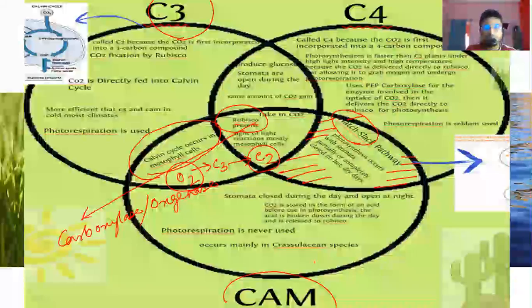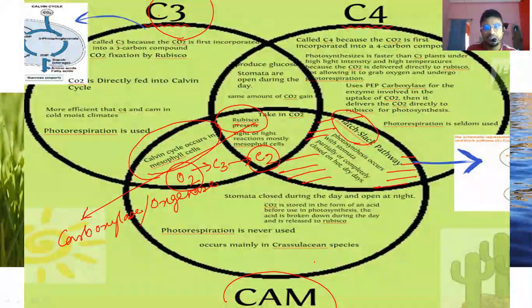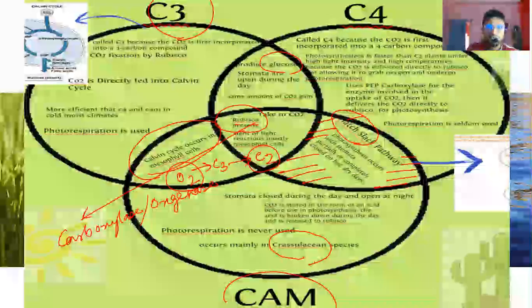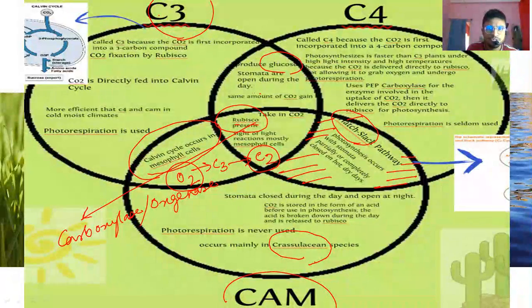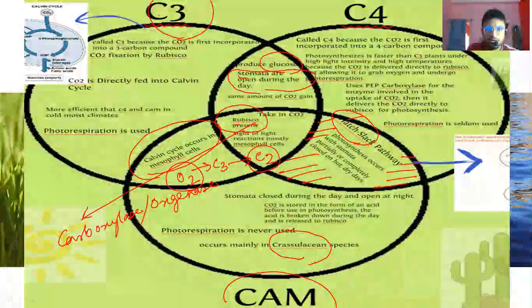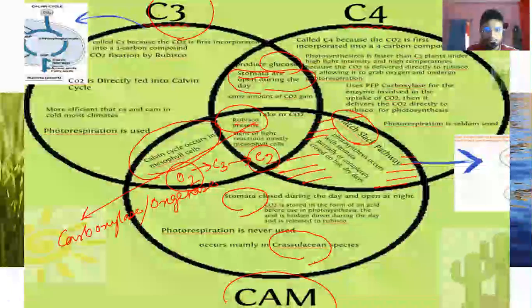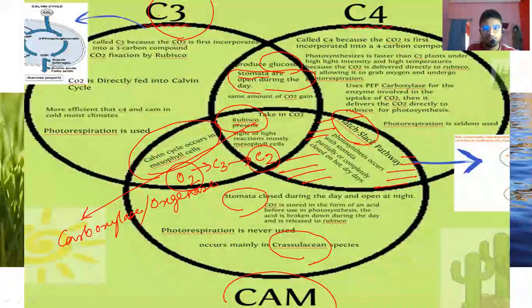Now tell me what is not present in CAM and common between C3 and C4. You can see production of glucose. See, CAM also tries to produce glucose, and it is mainly in the crassulacean plant. And stomata are open during the daytime. This is the most important part. So the stomata-related issues are there in the CAM plant. So the similarity between C3 and C4 will be connected with the stomata opening timing, which are the same.